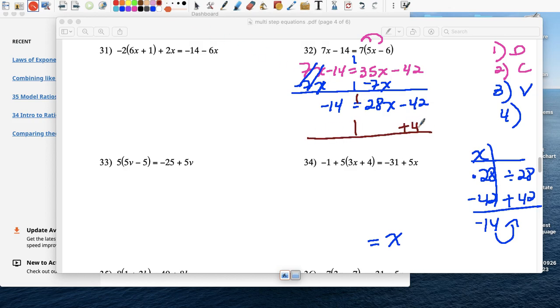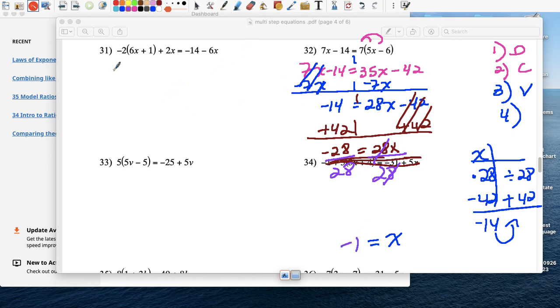Plus 42 here, plus 42 here. Negative 42 plus 42 is 0. 28x comes down, so let me cross that out, so 28x. And then equals negative 14 plus 42, which is going to be negative 28. Now, what's the next step after adding 42? I'm going to divide both sides by 28. So divide by 28, divide by 28. 28x divided by 28 is 1x, or just x, and negative 28 divided by 28 equals negative 1. And that's my solution.